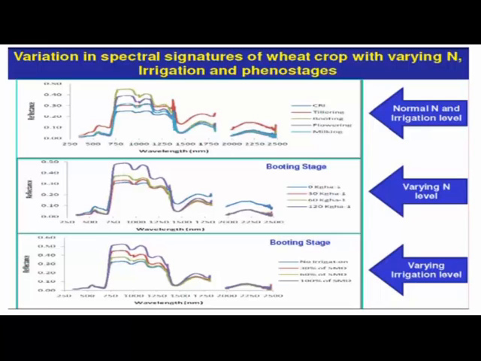So the different stages of the plant can also be captured by this reflectance pattern at different wave bands, and using some of the sensitive wave bands, some of the sensitive spectral regions, you can also quantify at what stage the crop is. Then coming back to the optimum stage, that's the booting stage.